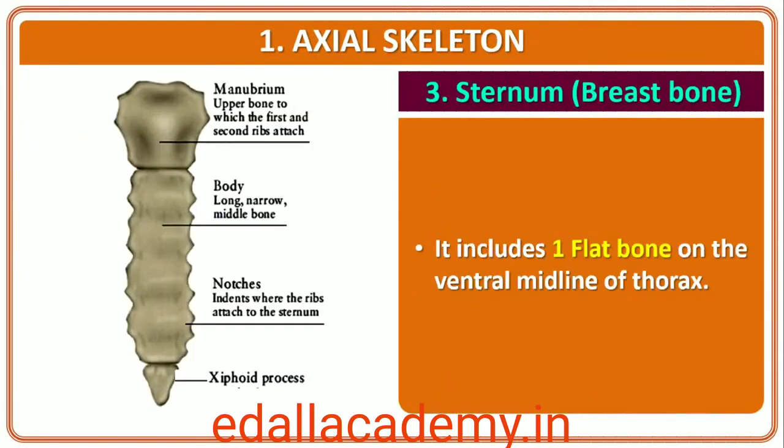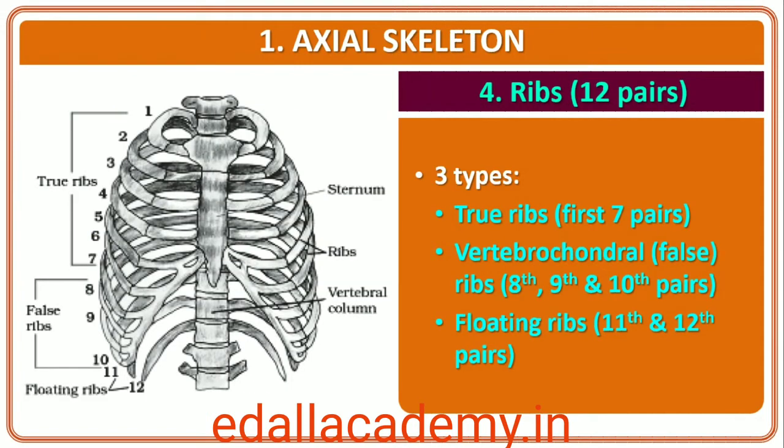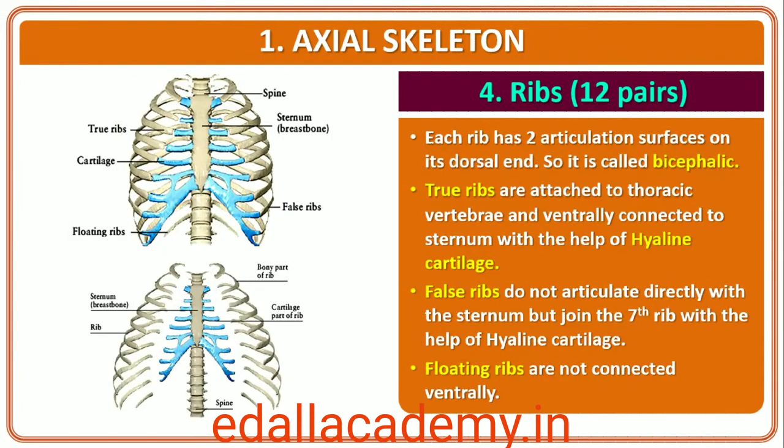Sternum is a flat bone on the ventral midline of thorax. There are 12 pairs of ribs. Each rib is a thin flat bone connected dorsally to the vertebral column and ventrally to the sternum. It has 2 articulation surfaces on its dorsal end and is hence called bicephalic. First 7 pairs of ribs are called true ribs. Dorsally, they are attached to the thoracic vertebrae and ventrally connected to the sternum with the help of hyaline cartilage.